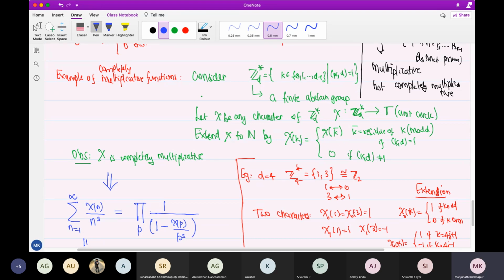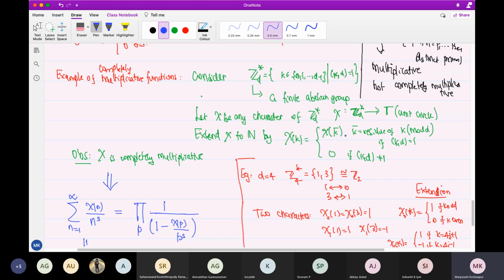So you take the product of two numbers, k and l. If one of them has a common factor with d, then kl will also have a common factor with d. So chi of k will be 0, chi of kl will be 0. So that part is okay, right? So the only case you have to consider is when k and l are both co-prime to d.